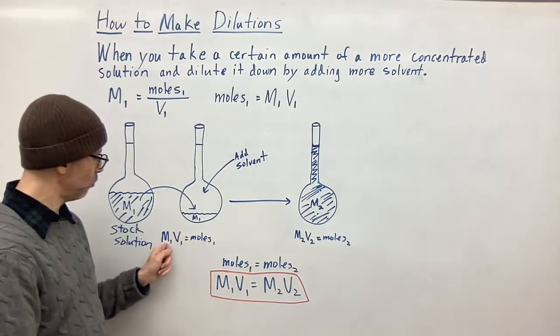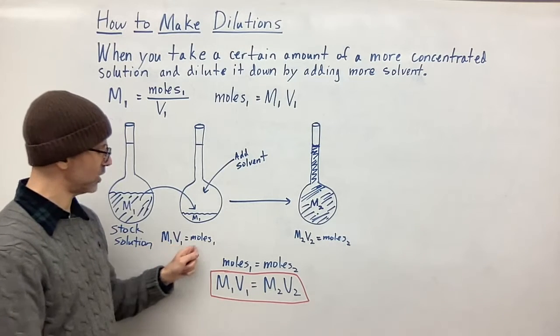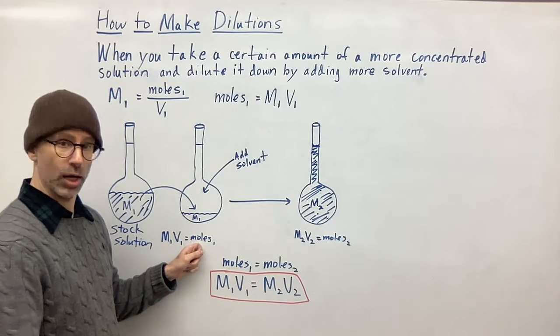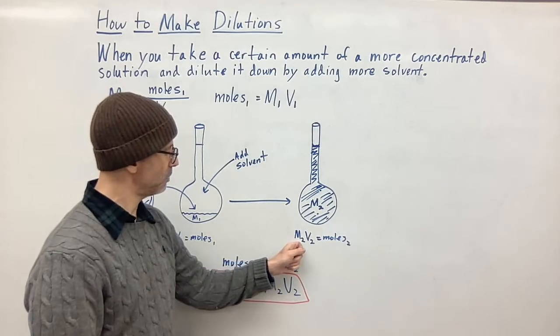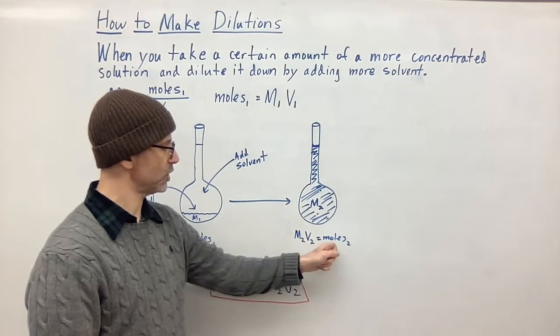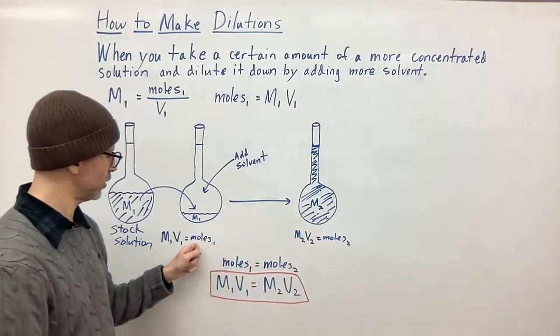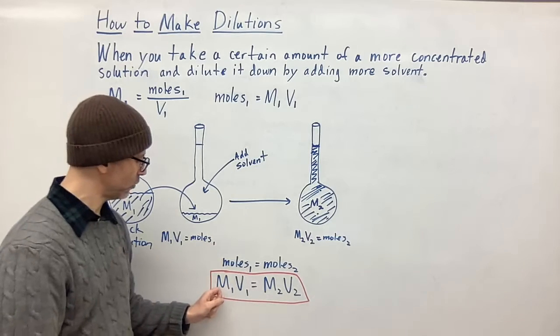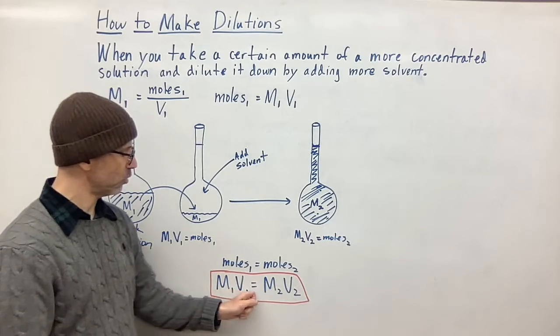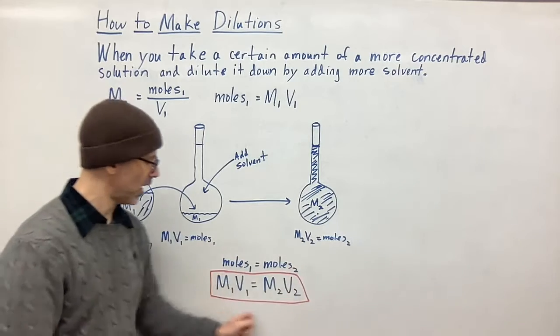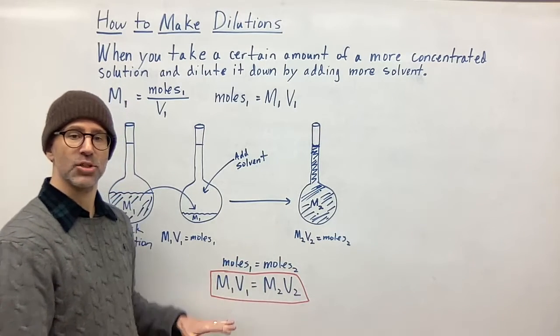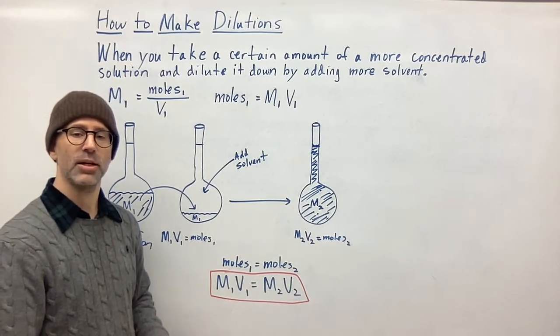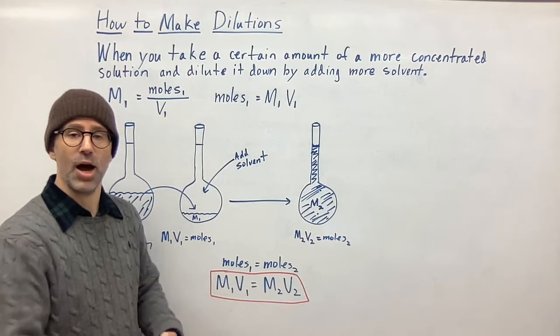So if M1 multiplied by V1 is equal to moles 1, and M2 multiplied by V2 is equal to moles 2, and moles 1 and 2 are equal, then it follows that M1V1 is equal to M2V2. So that is why we can use this equation. This is our dilution equation for whenever we want to figure out our dilutions.